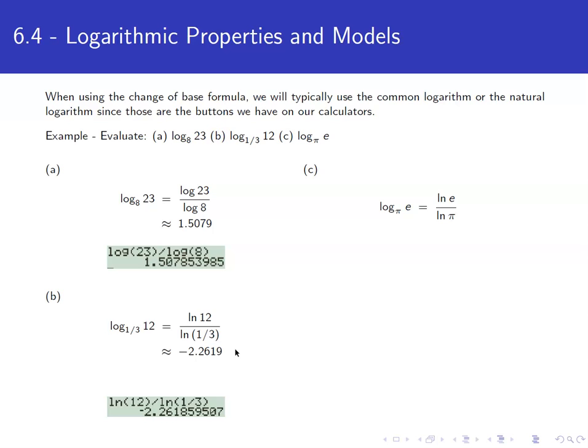Finally, we're going to do log base pi of e. Again, we could use any log base, but since we have an e in here, we definitely want to use a natural log because that will simplify to just 1 when we do natural log of e. And then again, if we put this in the calculator, we can do 1 over natural log of pi, and we get about 0.8736.